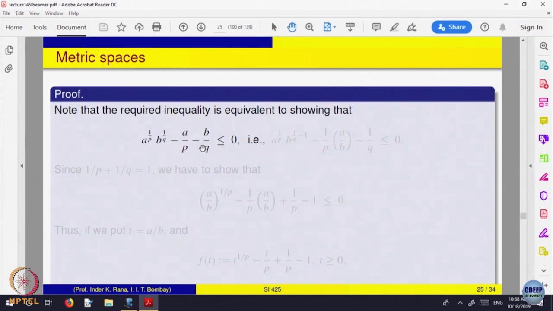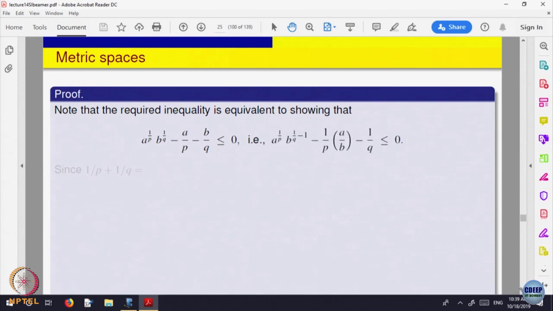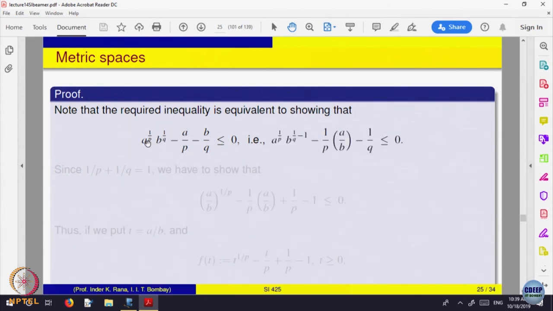Now, instead of a, b, write everything in terms of a by b. a and b are two given positive numbers, right? If I write everything in terms of a by b, then only one variable comes, a and b together do not come. So, that is the idea. So, let us write: a raised to power p, b raised to power 1 over q. What is 1 over q? Keep in mind 1 over p plus 1 over q is equal to 1.